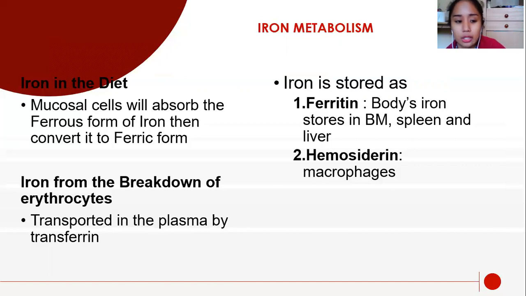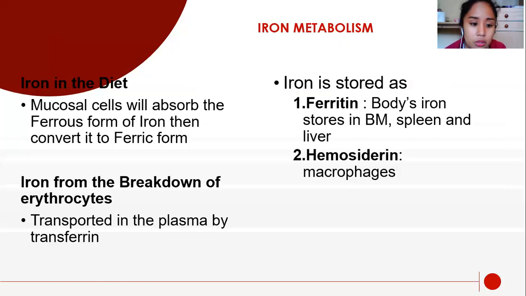Once iron from the breakdown of erythrocytes, it can be transported in the plasma by transferrin. So, the iron is carried by transferrin. Plus your transferrin can carry it to the bone marrow, spleen, tapos it will be stored as ferritin. So, kung ang glucose, it's storage form, ano tawag? Glycogen. Diba? So, pag ang iron na store, it is called ferritin. And if it's the iron that are found in the macrophages, we call it hemosiderin.